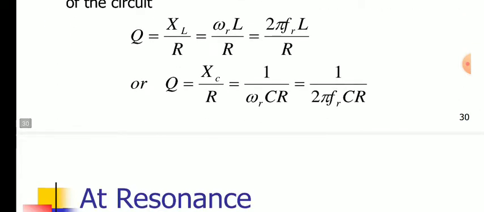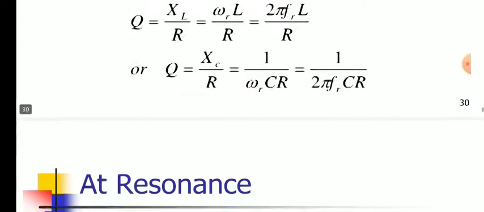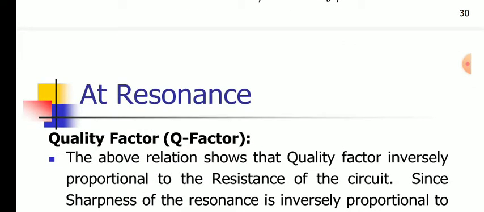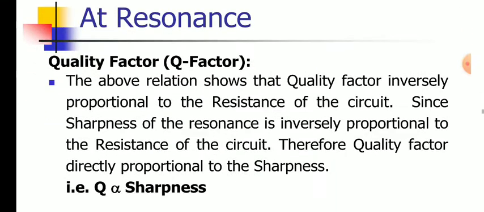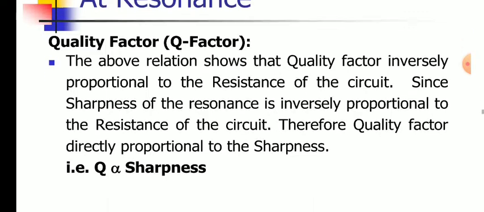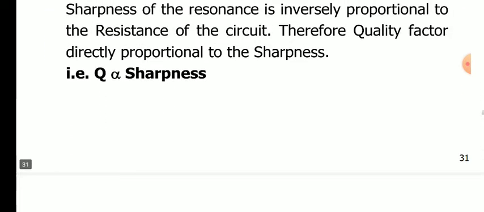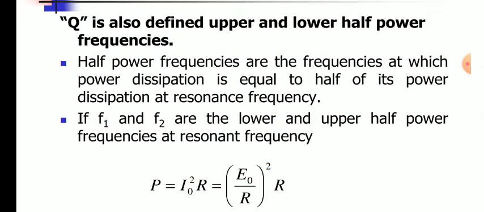From this equation, for given values of L and C, the quality factor is inversely proportional to the resistance of the circuit. Since the sharpness of the resonance is also inversely proportional to the resistance of the circuit, the quality factor is directly proportional to the sharpness, that is Q is directly proportional to sharpness. Q is also defined in terms of upper and lower half power frequencies. So let us calculate what these lower and upper half power frequencies are.